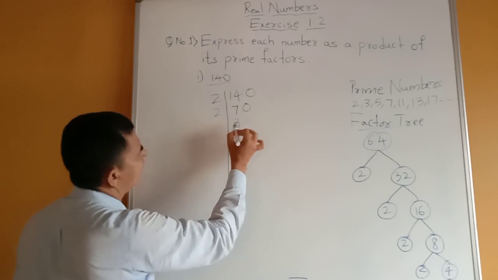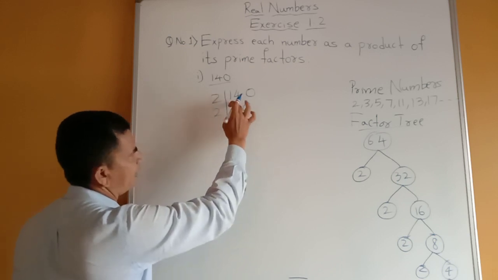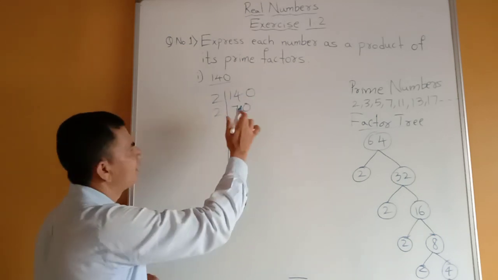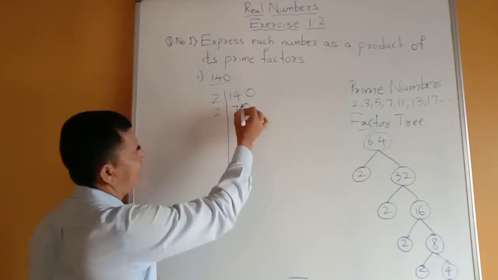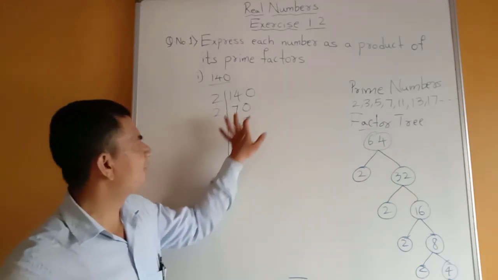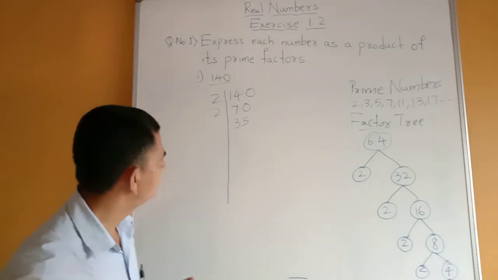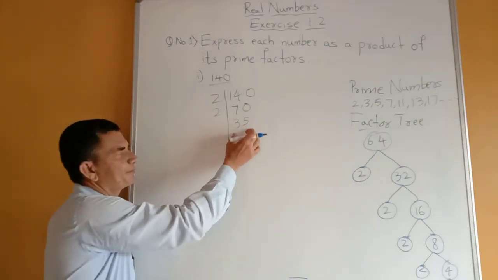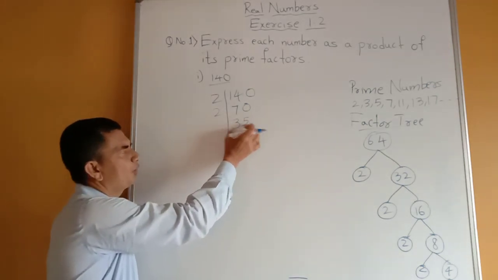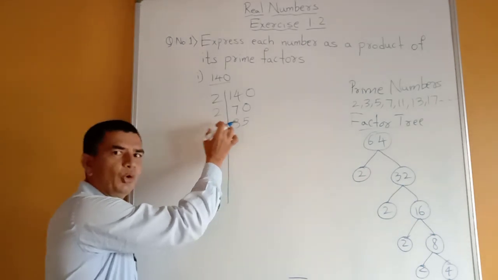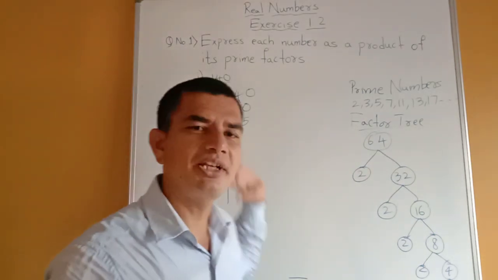2 3s are 6, 1 remainder, 1 and 0, it becomes 10. Again 2 5s are 10. Now 2 35s are 70. Now students, see here, is it possible to divide by 2 again? No, it is not possible. In the 2 table it is not there.